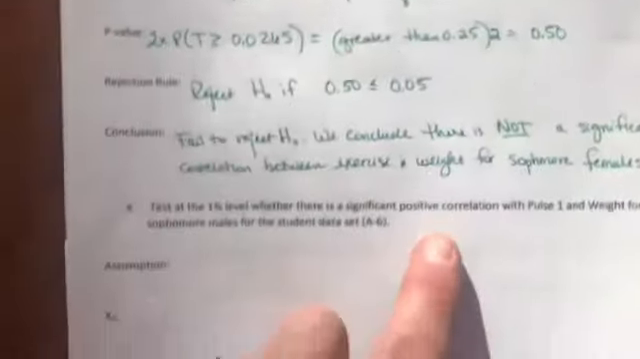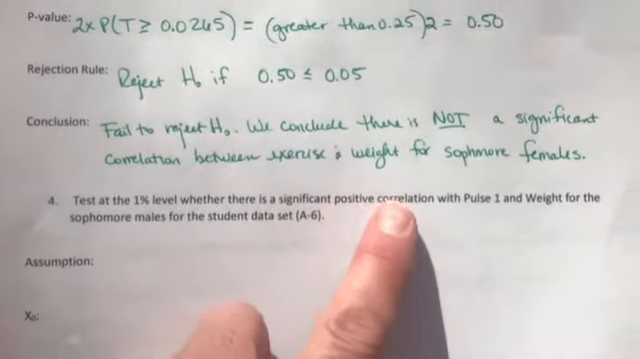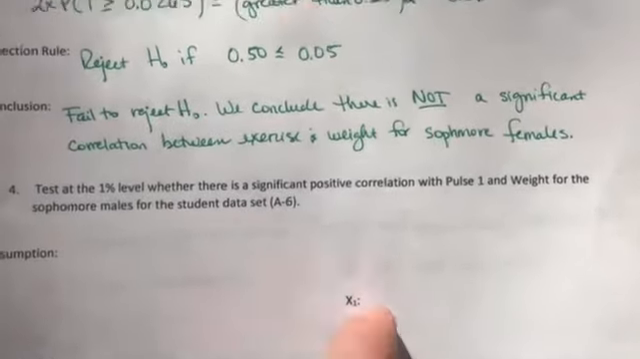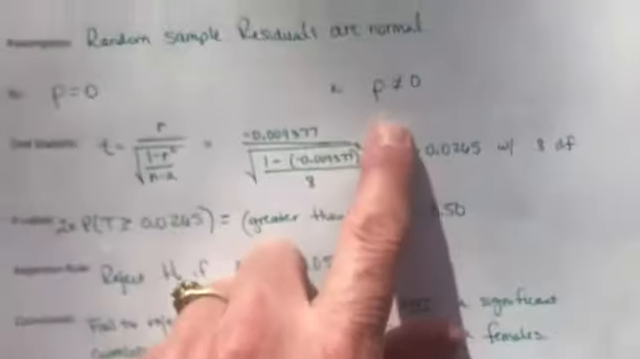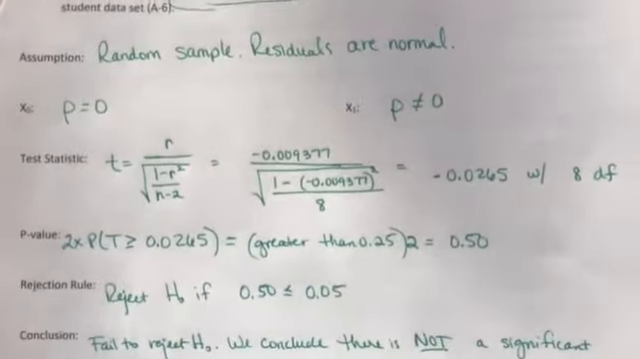And be careful, because notice down here when you get ready to do this one, this has significant positive correlation. Your alternate hypothesis is going to be where your rho value is greater than 0, since it's positive. I think we did one like that in class.